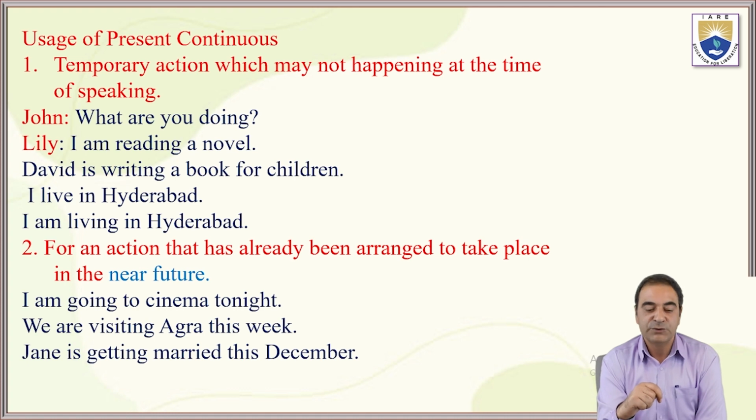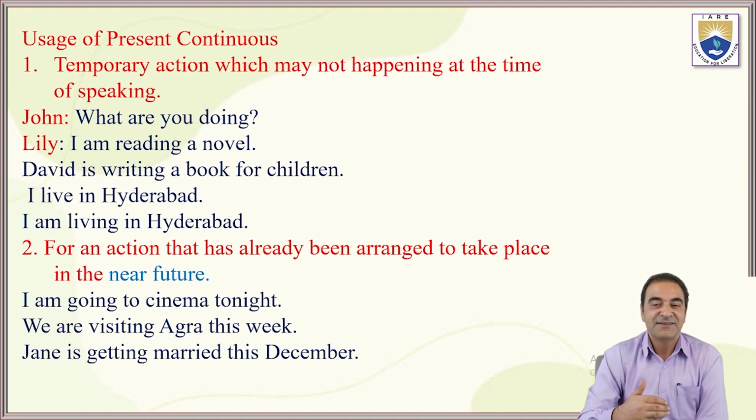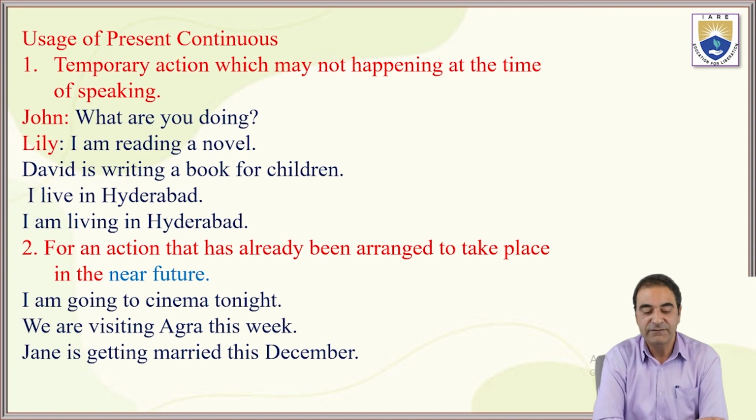But look at the first usage of present continuous. Present continuous tense is used to express a temporary action which may not be happening at the time of speaking. And this first usage is directly in contradiction with our definition. In the definition, I told you that in present continuous tense, we express an action that is going on at the time of speaking. But here, what is the first usage? It is completely in contradiction with our definition.